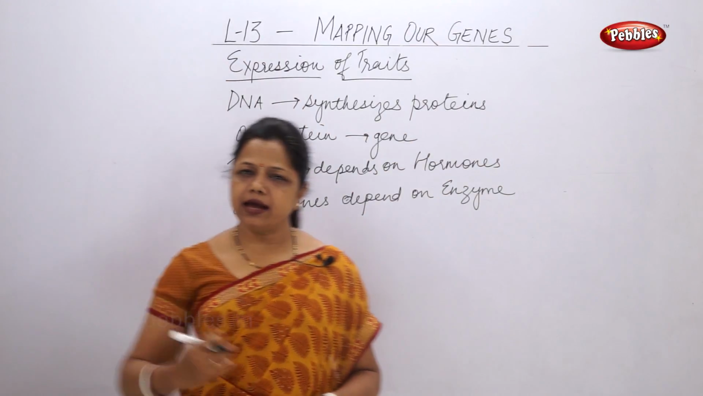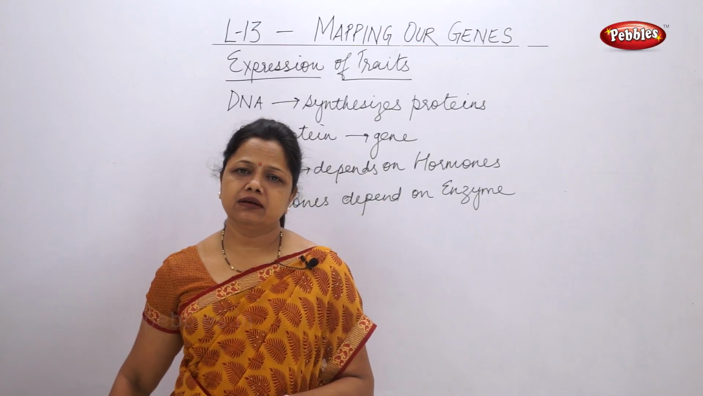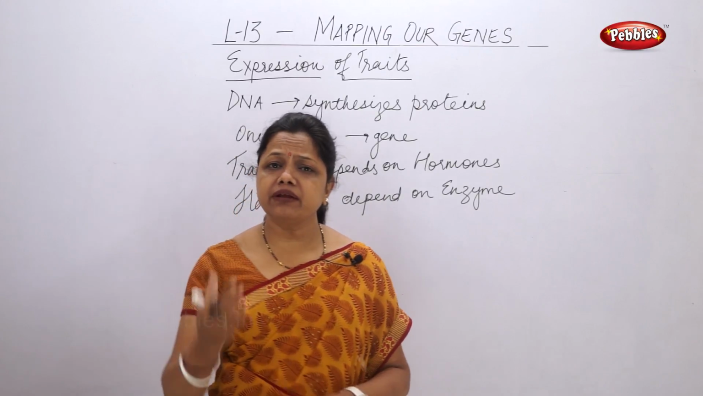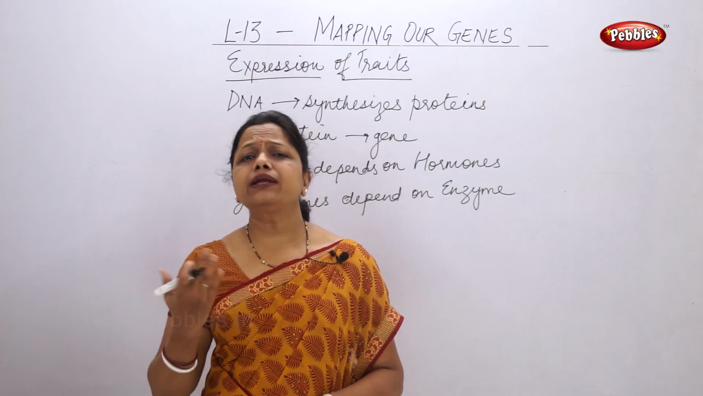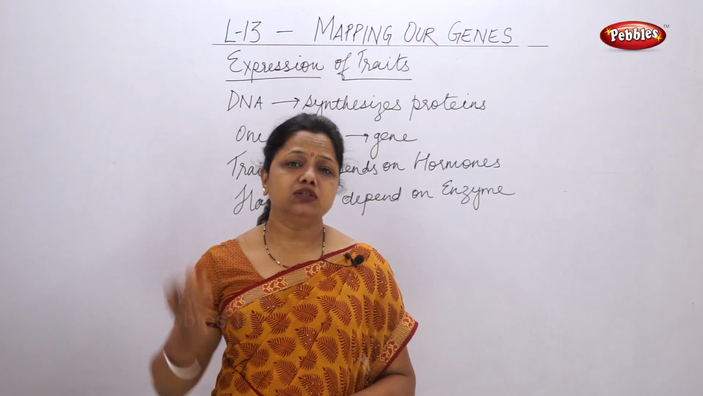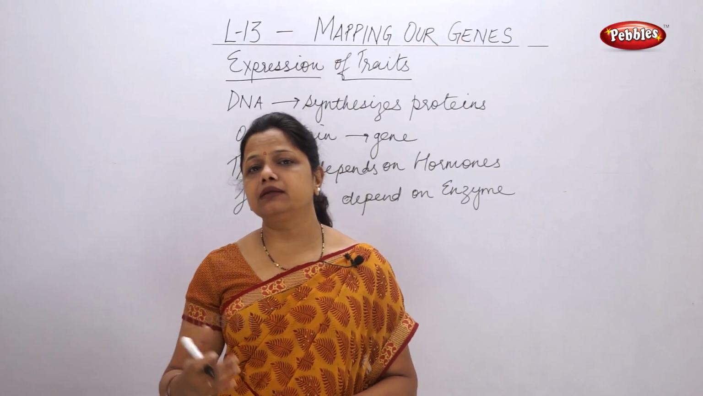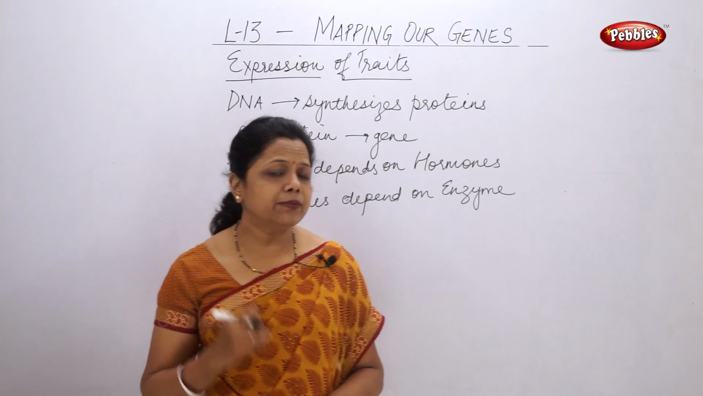Now we saw the dihybrid cross. But what is the mechanism of this heredity? How is it that the traits are passed on from parents to offspring so easily? What carries them? As we know, their DNA contains genes, and these genes carry the hereditary characters from parents to offspring. But what is the mechanism?